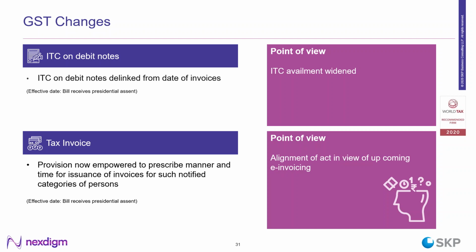The second amendment which has been brought about is that the government has empowered itself now to prescribe the manner and time for issuance of invoices for certain notified categories. The background of this amendment is that under the GST law, for certain sectors, there are special provisions for issuance of invoices. For example, the banking sector is exempt from issuing a usual invoice if any other type of document as per the banking regulations is issued by a company.